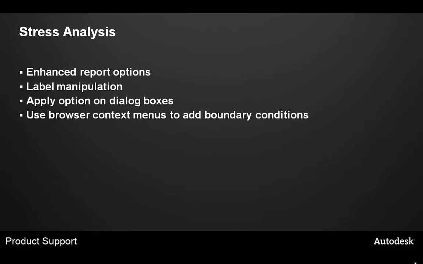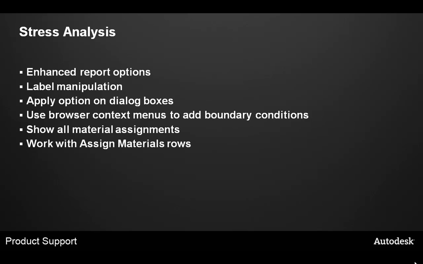Many of the functionalities that were available through the ribbon bar are now also available in the context menu in the browser, so you can add loads and boundary conditions from the browser. You can now show all material assignments. That means not only the original materials but also the overridden materials in one list, all from the browser.